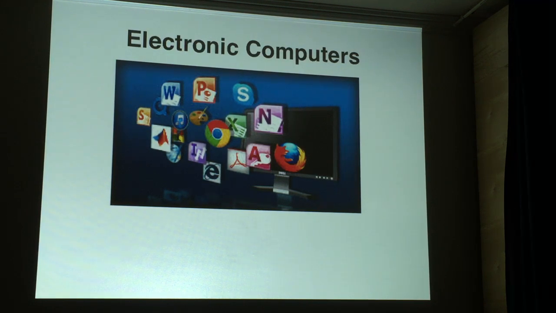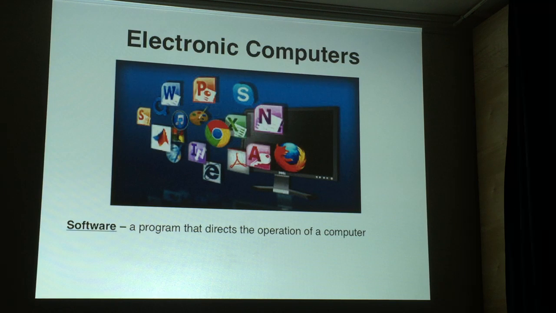Now that was all hardware. Now we're talking about software. And software is any program that directs the operation of the computer. So it is the instructions, if you will, that tells the computer what to do.